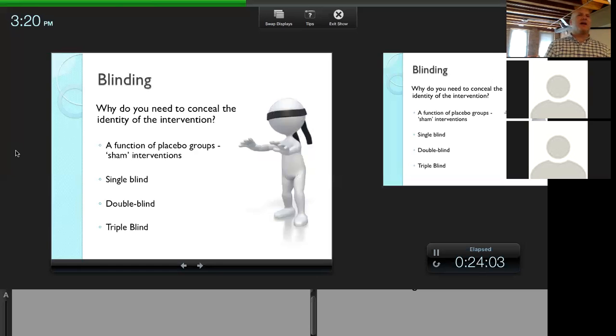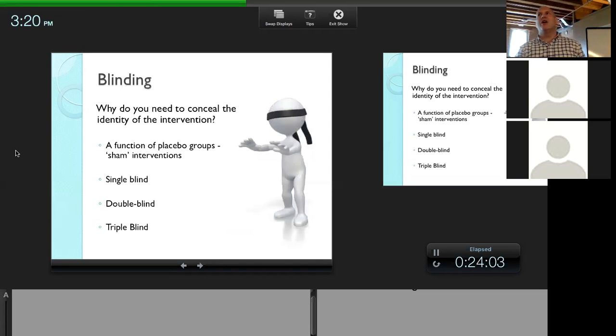So we talked about blinding already today. And why do we blind? Why in a drug trial do we blind people to what they're getting? What are we controlling for? Essentially placebo effect, but yeah, expectations.